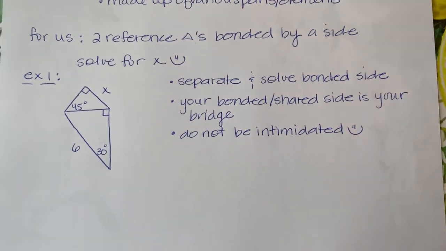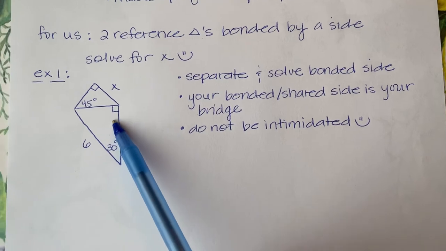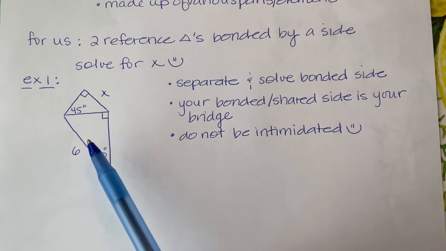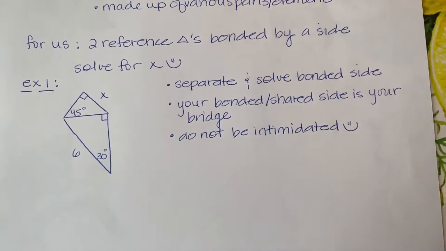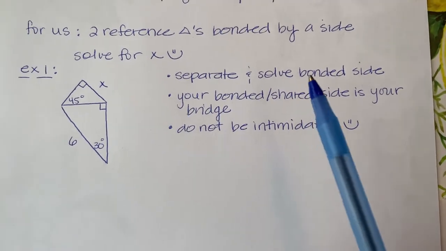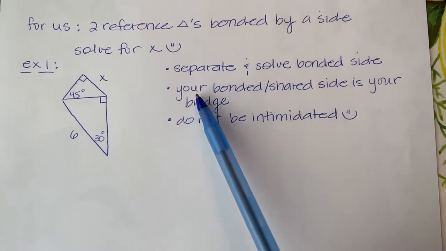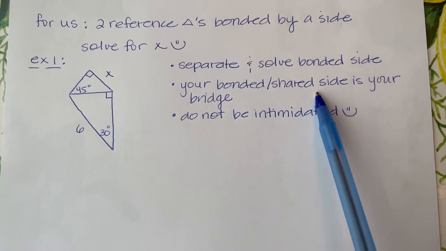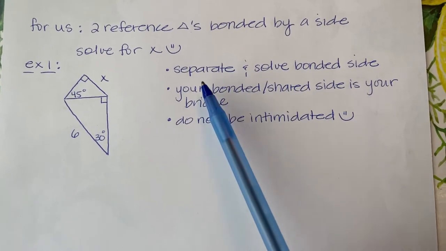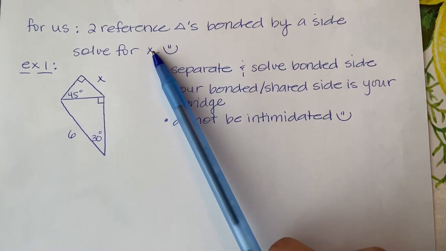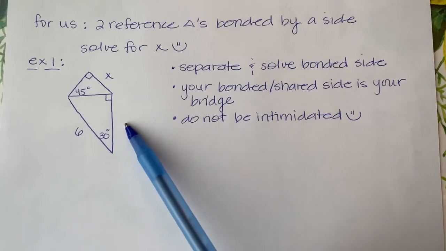It's really not that bad. If you're comfortable with the 45s and the 30, 60s, it goes really quickly. If you're comfortable with the shortcut way of finding the scale factor and moving along, it's actually very quick, okay? Okay, so what do you wanna do? You wanna separate and solve for the bonded side. Your bonded or shared side length, which is the side of the triangle, is your bridge to finding your missing length X, okay? So don't be intimidated. This is actually really not that bad at all.